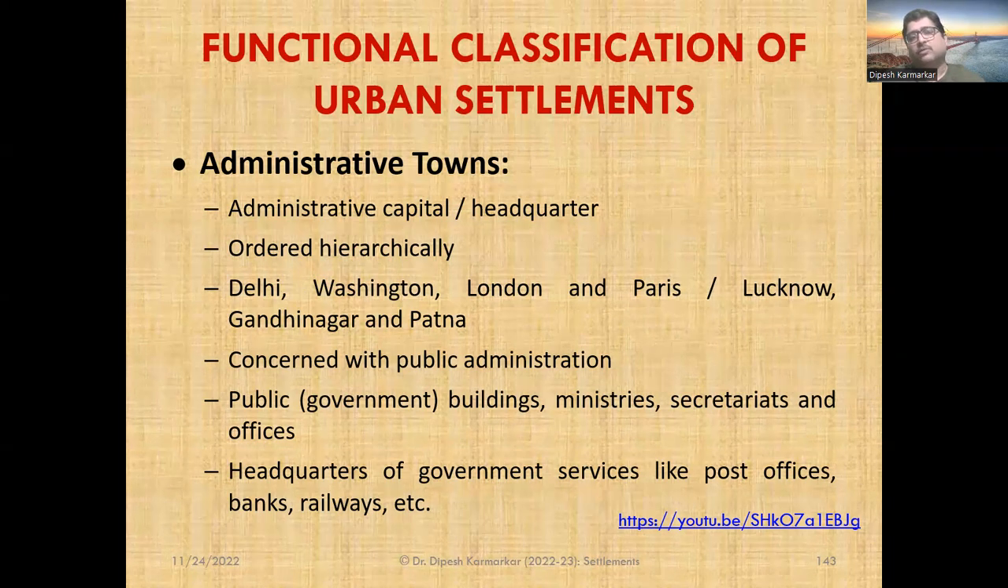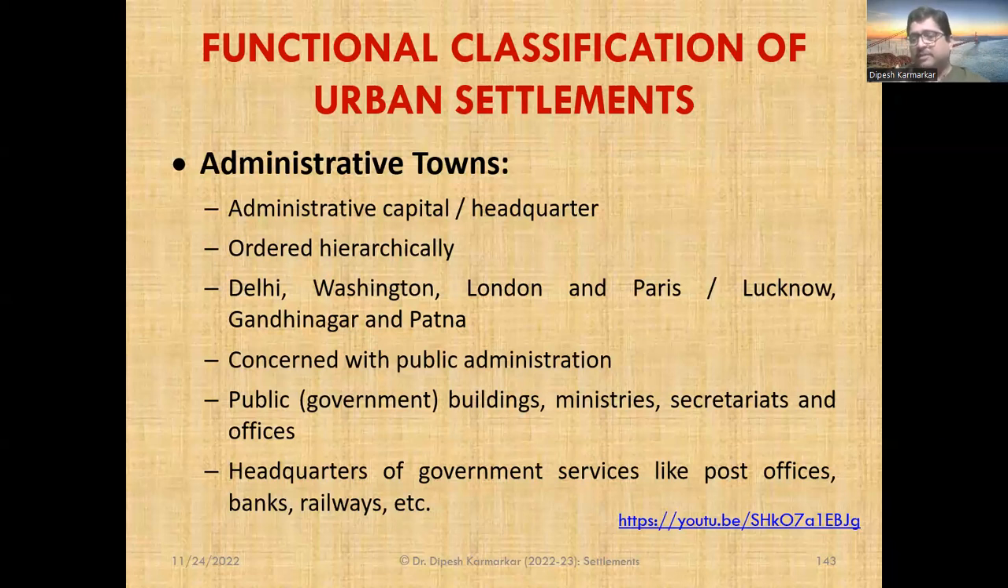These administrative towns are obviously ordered hierarchically. So there is a hierarchy in terms of administrative functions. So a national capital, for example, is located at a higher level as compared to a taluka level headquarter or a tehsil headquarter. So there is a hierarchical order in the case of administrative towns.